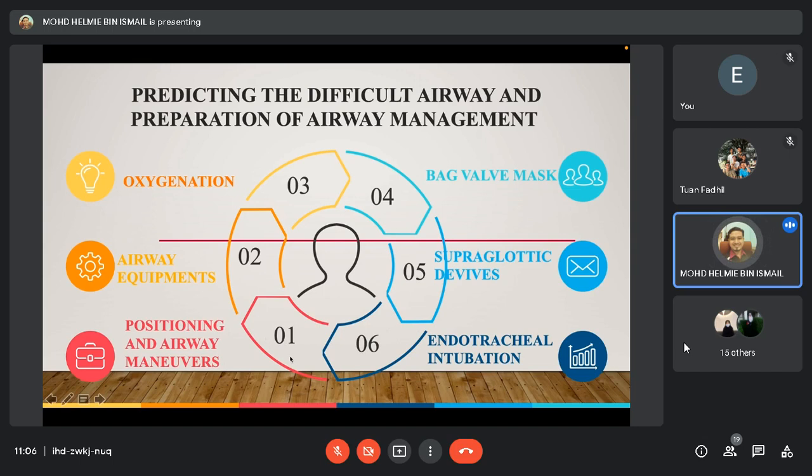Okay, first you need to prepare when the patient is having a difficult airway intubation. You need to predict whether this patient has a difficult airway. Of course, for all patients lah. Even though this patient does not have a difficult airway, you need to prepare step by step. First, you need to position and also prepare for the airway.